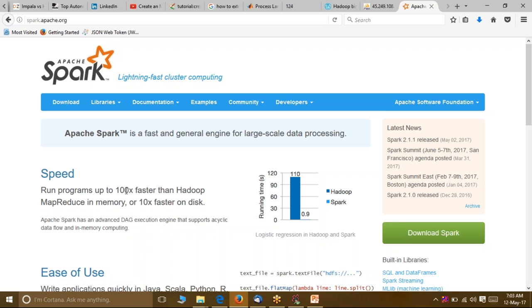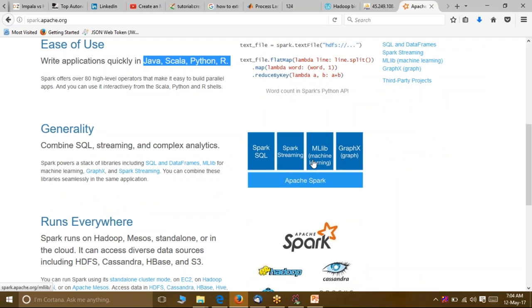Ease of use, because we can write applications quickly in Java, Scala, Python, R. And we have libraries available for Spark SQL, Spark Streaming, the Machine Learning Library that is called MLlib, and for graph kind of data processing we have libraries specific to that. Originally we had only Apache Spark. Later on, that became the core engine, and on top of that, the other things were formulated. So you have Spark SQL, Spark Streaming, MLlib, GraphX, and all these things.